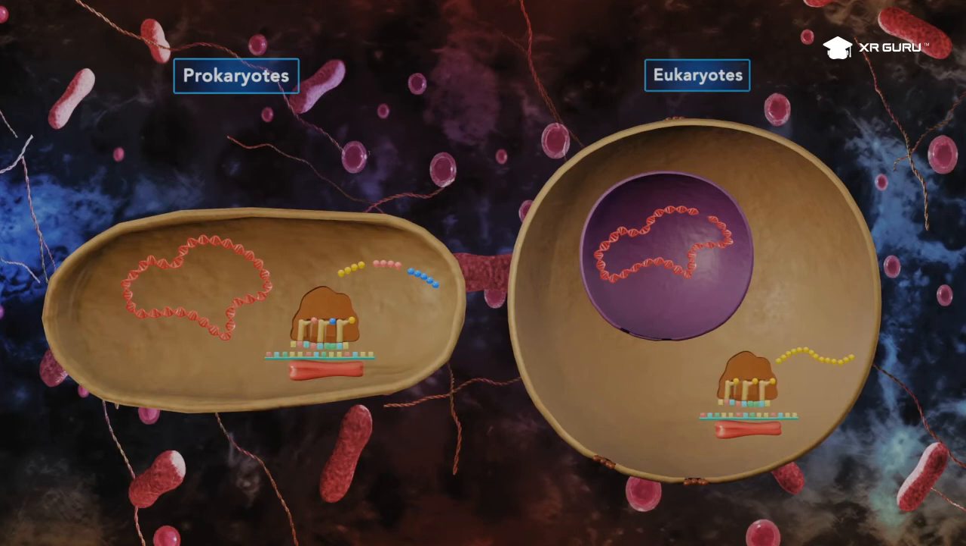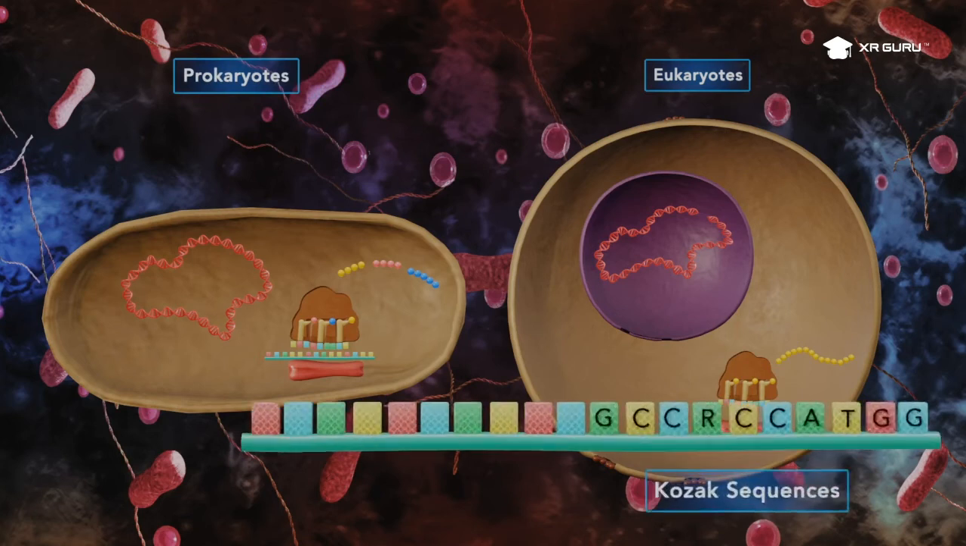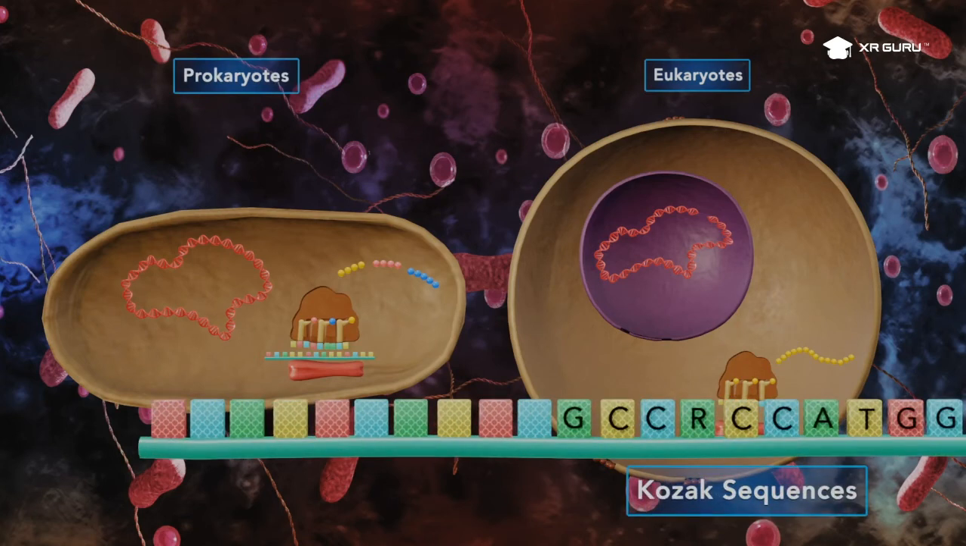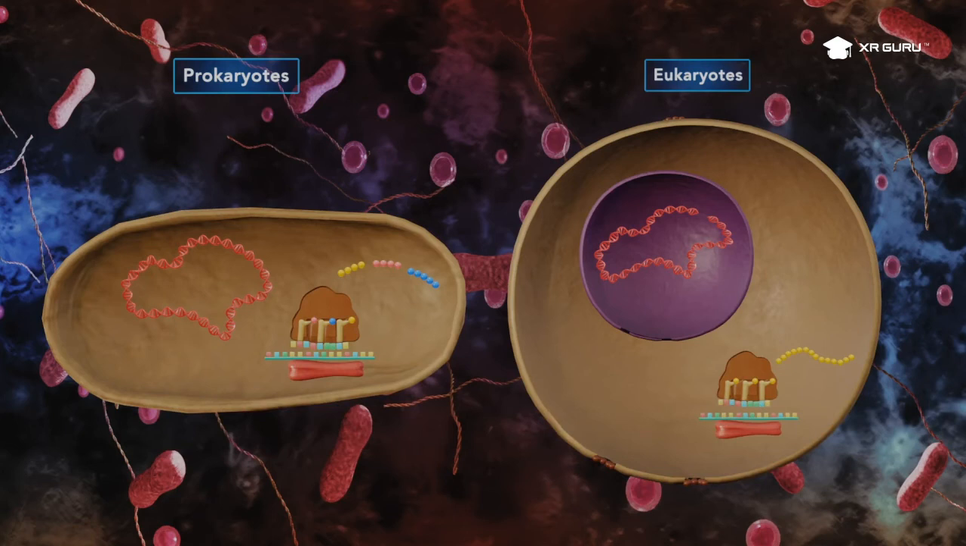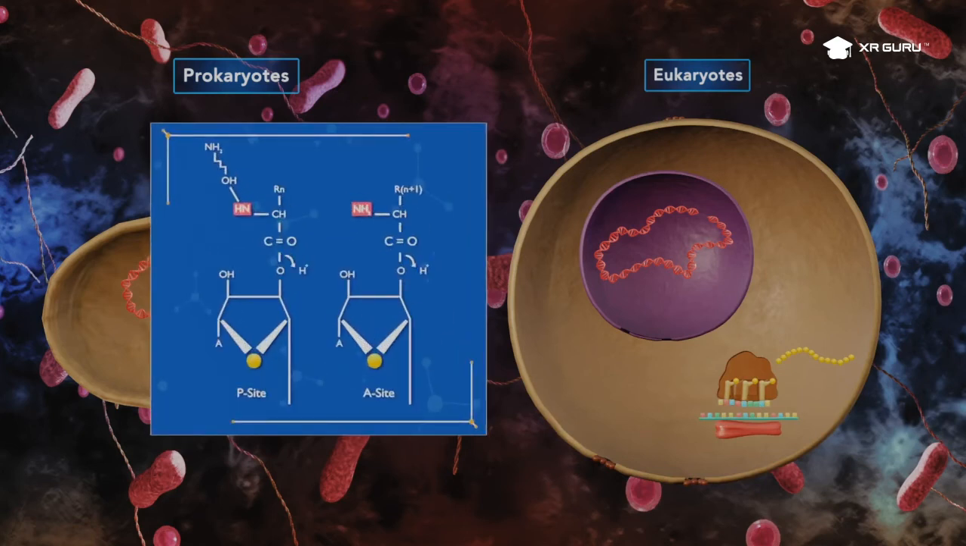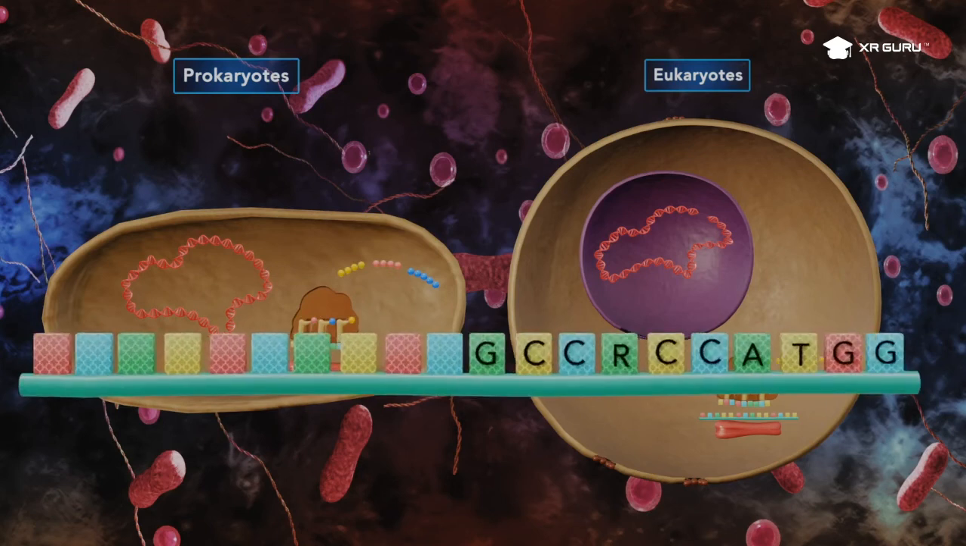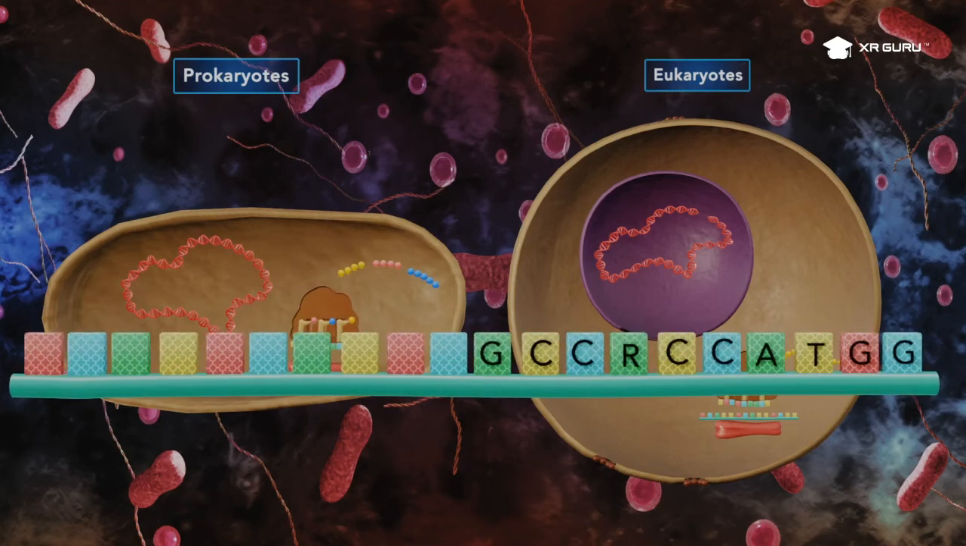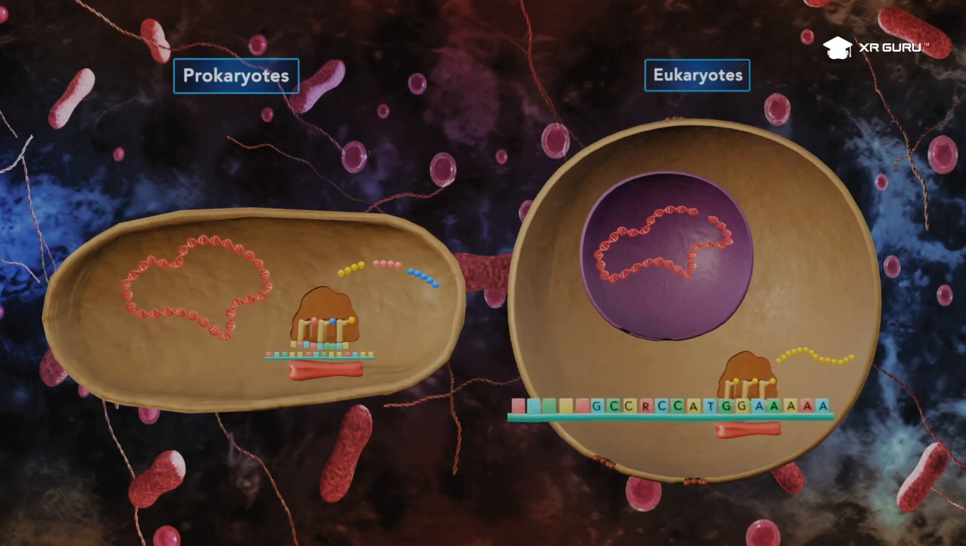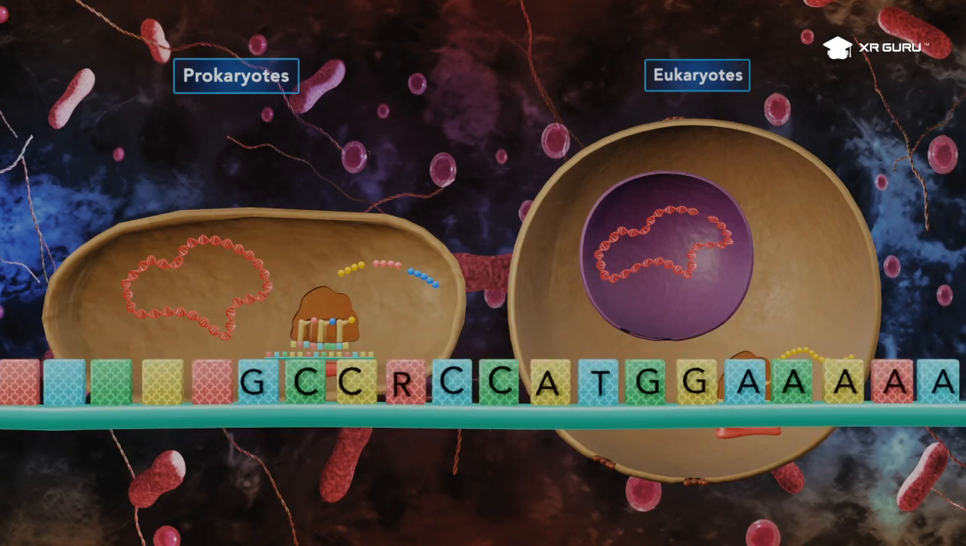Kozak sequence is absent in the prokaryotic mRNA, whereas it is present in the eukaryotic mRNA. In prokaryotes, the first amino acid in protein synthesis is formylated, but in eukaryotes, there is no formylation of the first amino acid. No poly-A tail is added to the mRNA in prokaryotes. In the case of eukaryotes, a poly-A tail of around 200 adenine nucleotides is added to the 3' end of the mRNA.